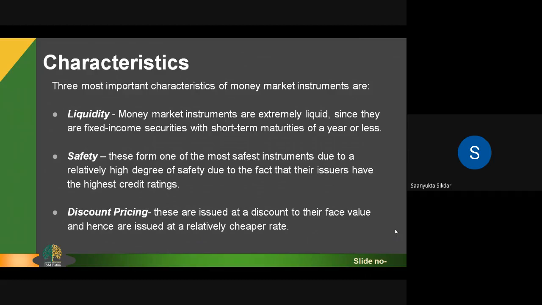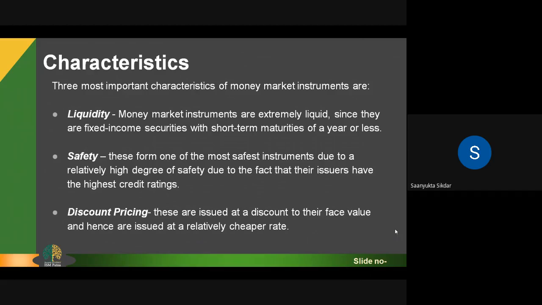What are those? First is liquidity. Since they are fixed income securities with short term maturities of a year or less, these money market instruments are highly liquid. The second characteristic which is associated is safety. They also provide a relatively high degree of safety because their issuers have the highest credit ratings.